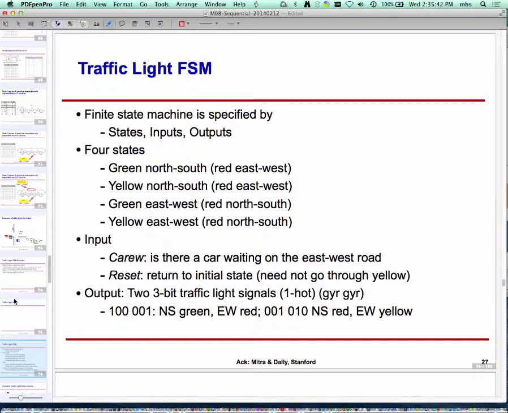Then comes this notion: would we ever have red-red? That doesn't make sense because as I'm transitioning one to red, I can bring the other one out of red. So red-red will never occur either. So that means I am now left with 4 states, and these are the four states. I am green north-south, and therefore implicitly red on east-west. I am yellow on north-south, implicitly red on east-west. I'm green on east-west, implicitly red on north-south, and I'm yellow on east-west, implicitly red on north-south. So there are only four possible states that a correctly functioning version of this system could be in.